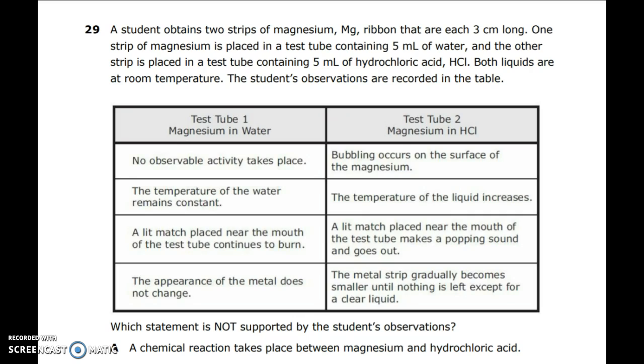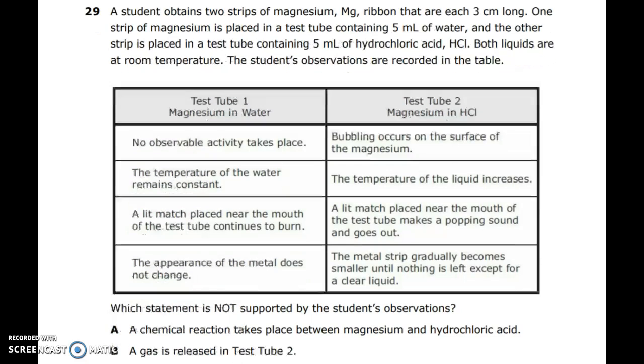29. A student obtains 2 strips of magnesium ribbon that are each 3 centimeters long. One strip of magnesium is placed in a test tube containing 5 milliliters of water, and the other strip is placed in a test tube containing 5 milliliters of hydrochloric acid. Both liquids are at room temperature. The student's observations are recorded in the table.